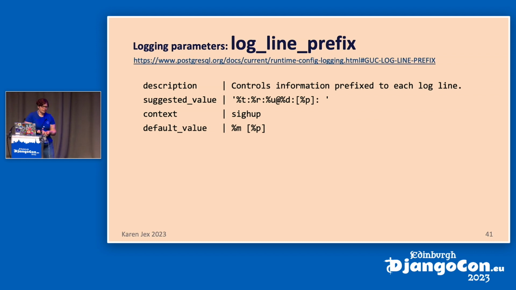Logline prefix. So in the Postgres logs, by default, we just have %m, %p, which is a timestamp with milliseconds and a process ID. So each line in the log will contain that information and then the actual message.